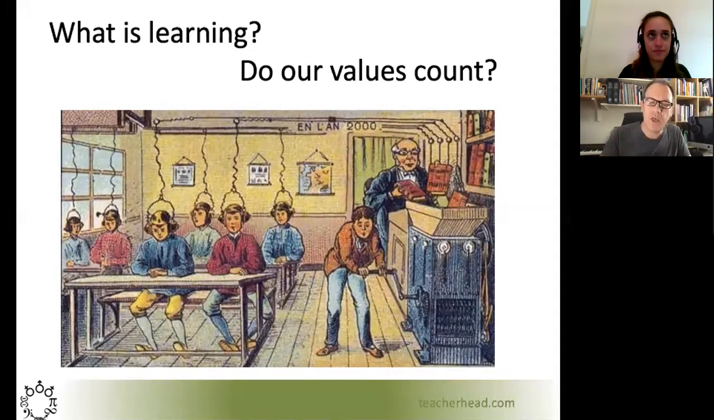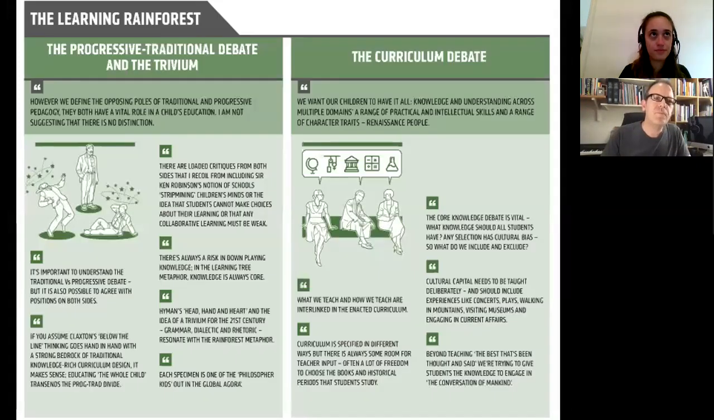And our values come into play very significantly. So I explore this in the book, The Learning Rainforest. There are 2 whole chapters on this. There's this whole debate between progressive and traditional values, which are important, and how that influences our decisions about the curriculum. So, if you haven't read those sections, sometimes people just skip straight to the end where it's all about practical strategies, but those chapters are there to read in more detail.